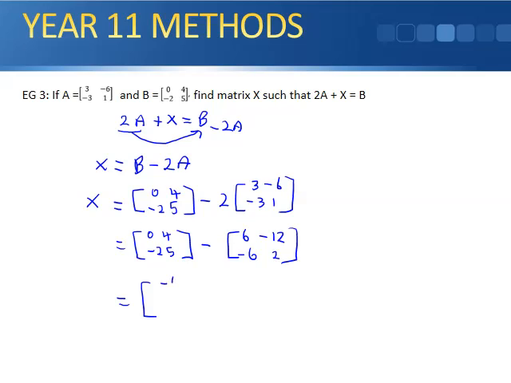So 0 minus 6 is minus 6. 4 minus a negative gives me a positive. So 4 plus 12 equals 16. Negative 2 minus a minus gives me a positive. So negative 2 plus 6 gives me 4. And 5 minus 2 gives me 3. So there is my X matrix.